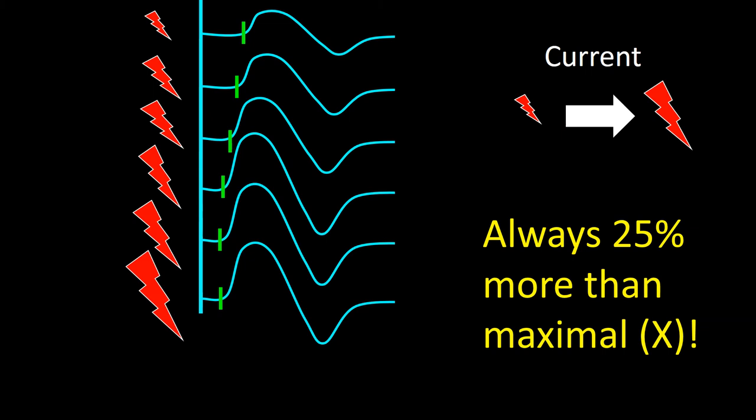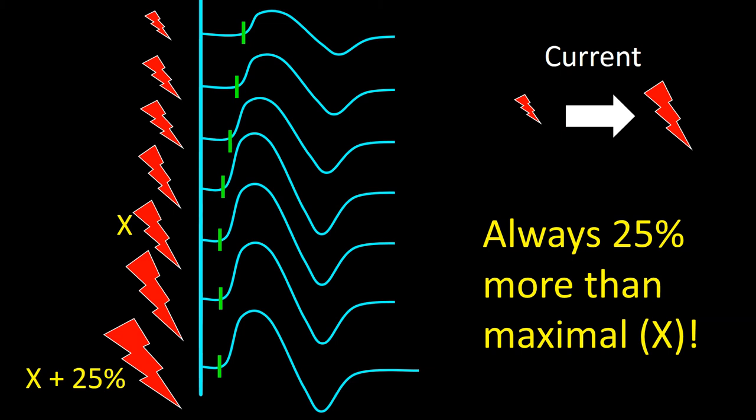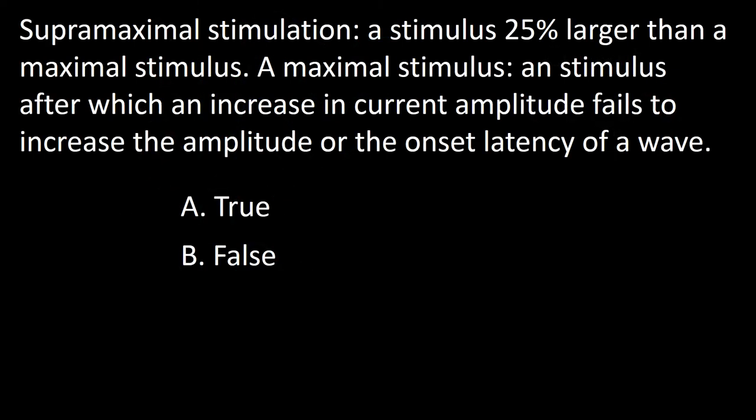This will be continued until a point arrives when the negative wave will no longer get bigger or appear sooner. Then the prior trial is considered the maximal stimulus, and a final stimulus 25% above the maximal is applied. It is the parameters that result from this stimulation that are used for calculations. So the answer to this question is A, true.